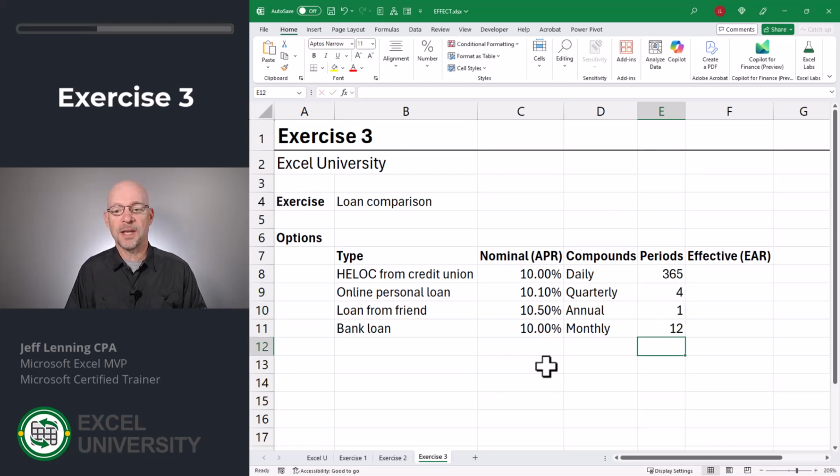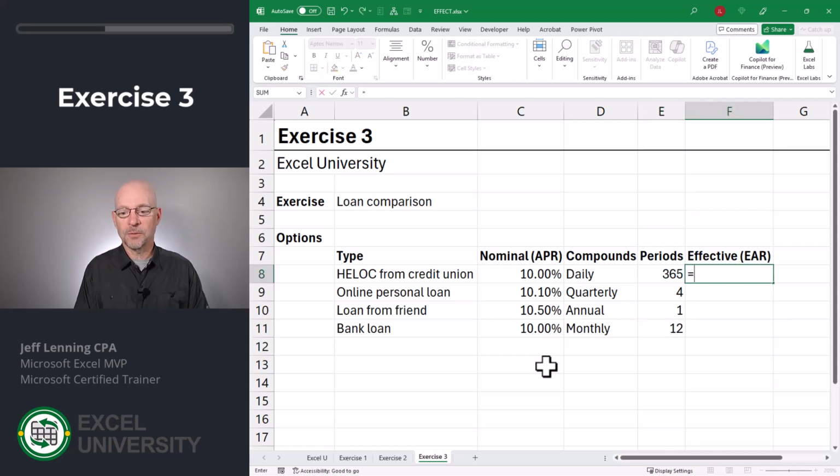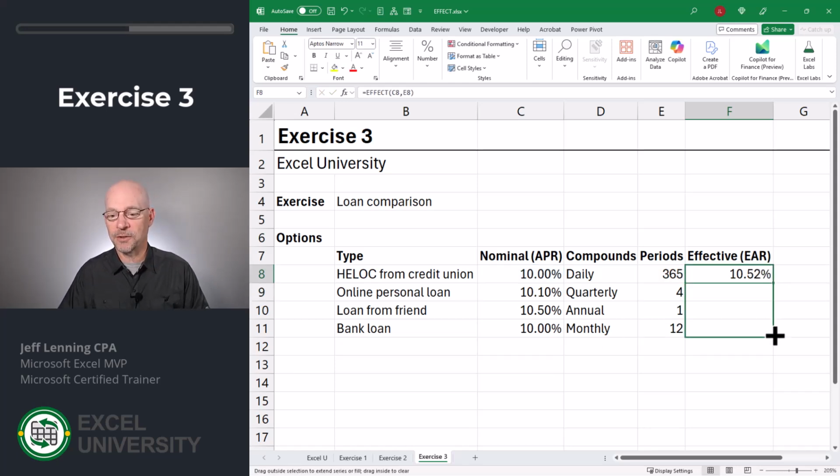With column E set, now let's move to column F and calculate our effective annual rate. Once again, we'll use the effect function, and the first argument is the nominal rate. Those are the rates we've documented in column C, comma. The number of periods are those in column E. Close function and enter. Let's go ahead and fill this formula down.